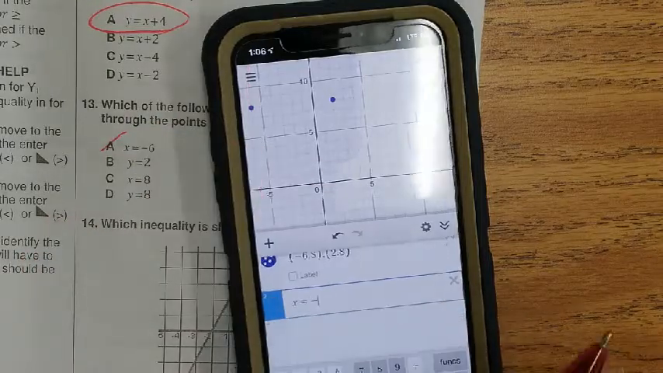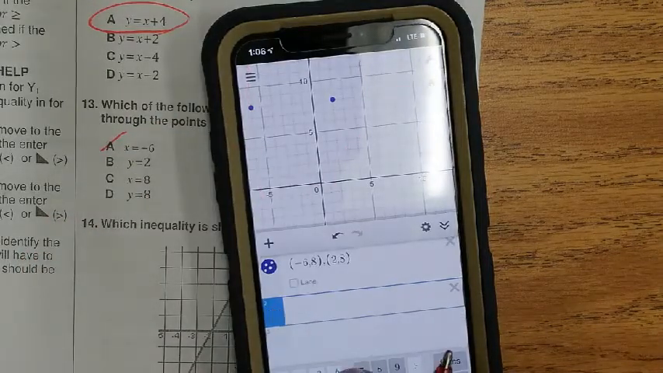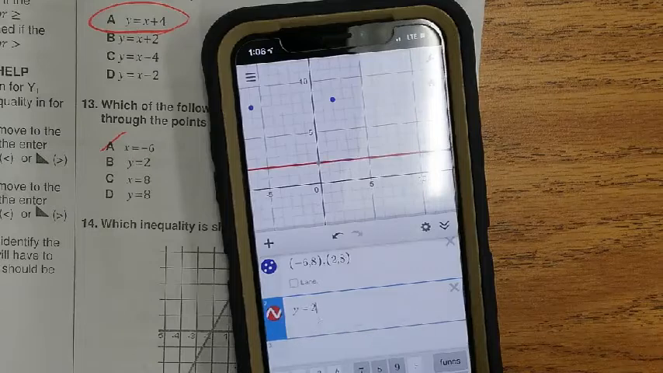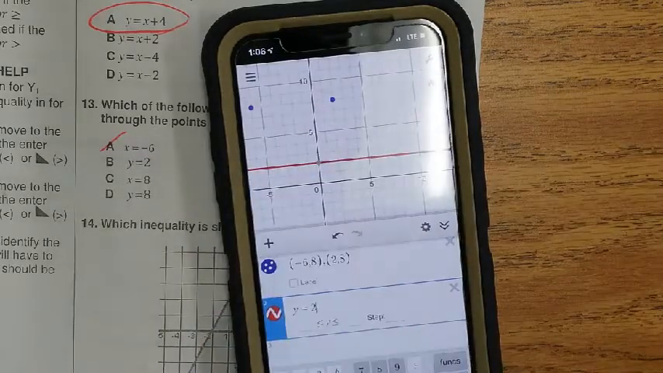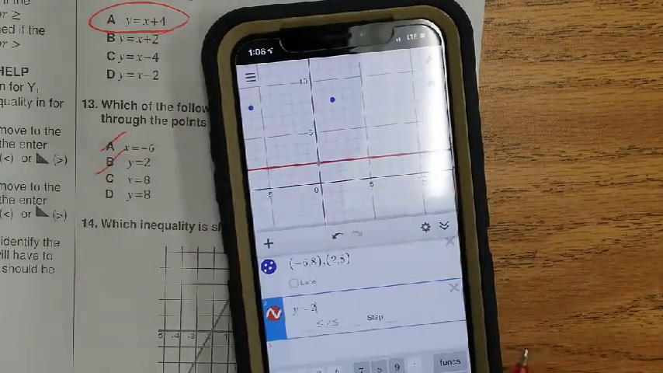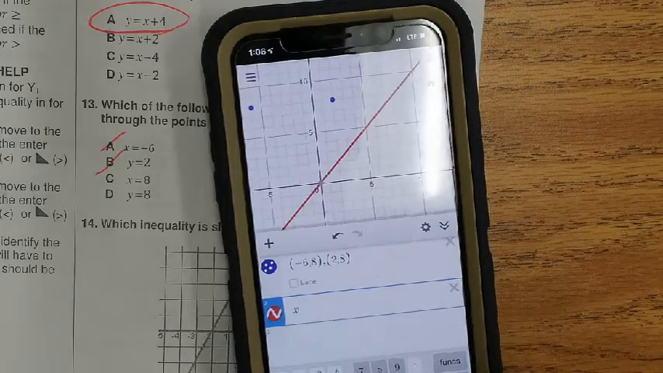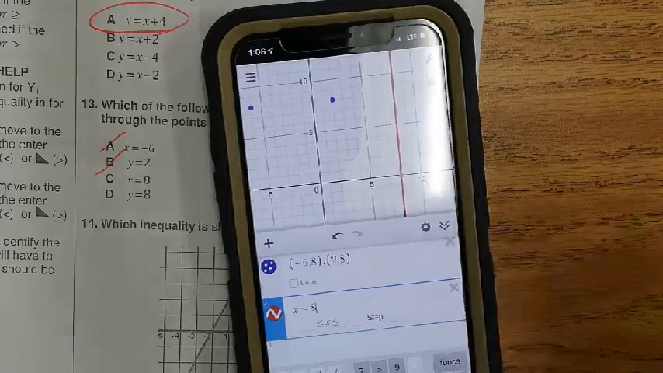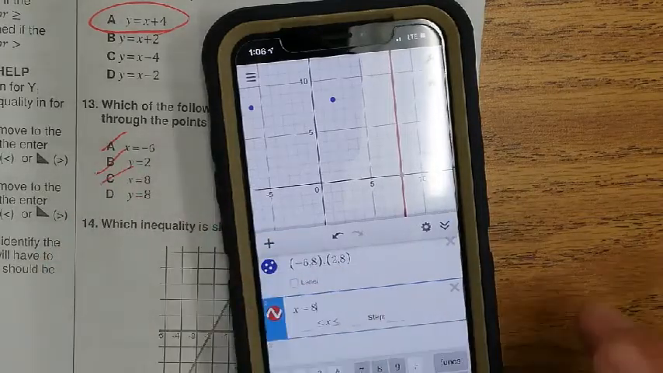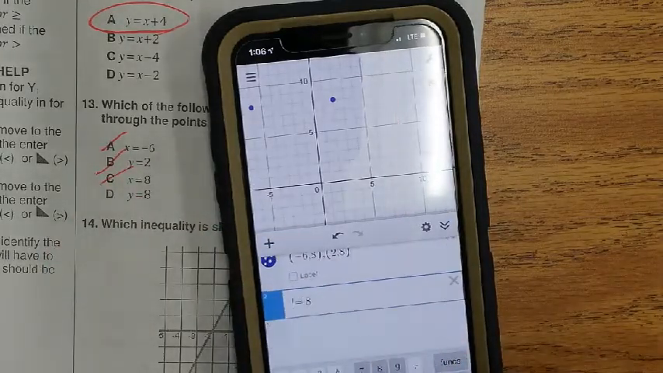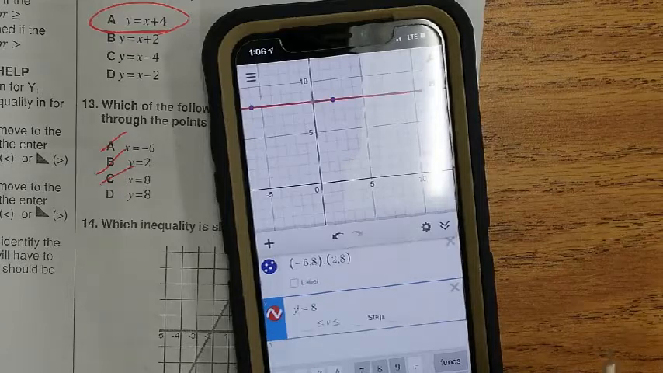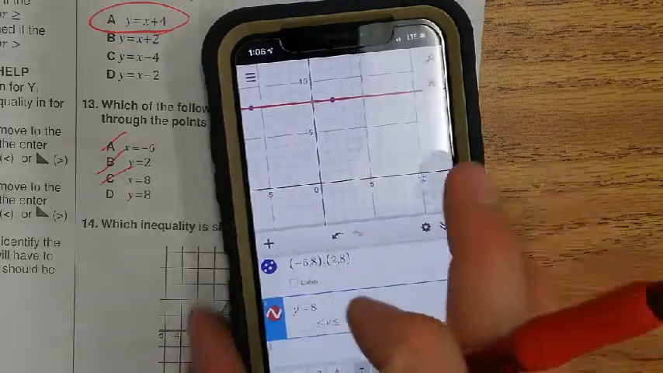Then we try y equals 2. That one doesn't hit any of the points, so we know it's not B. x equals 8. That one doesn't hit any points, so we know it's not C, so it's got to be D. If you look there, it hits that point and that point.